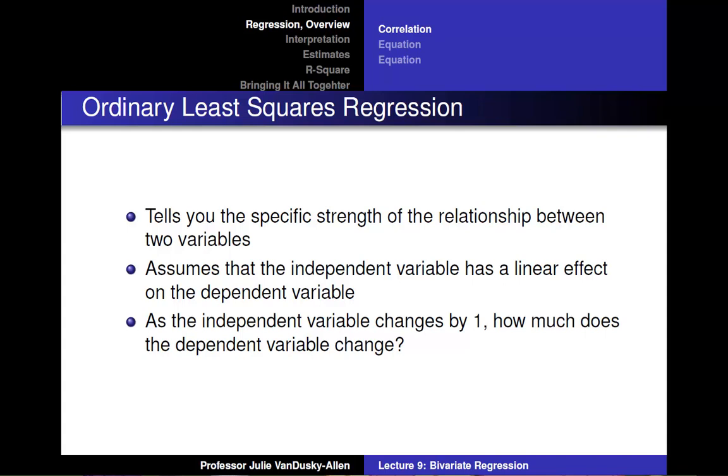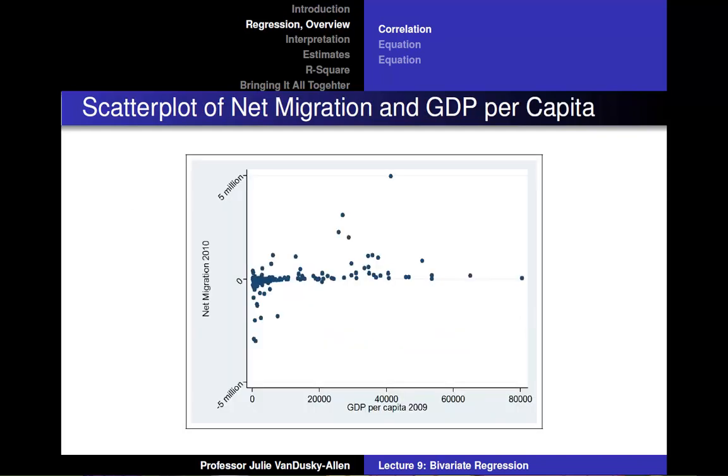Therefore, a change in the independent variable at small values of the independent variable and a change in the independent variable at higher values of the independent variable have the same effect on the dependent variable. Ordinary least squares regression also tells us by how much the dependent variable changes as the independent variable changes by 1.